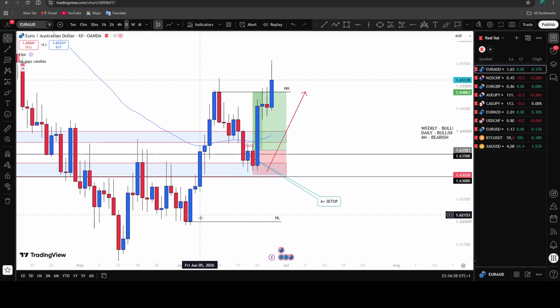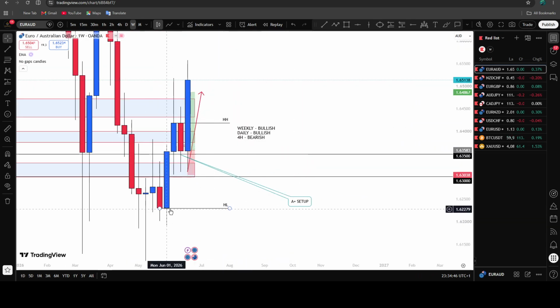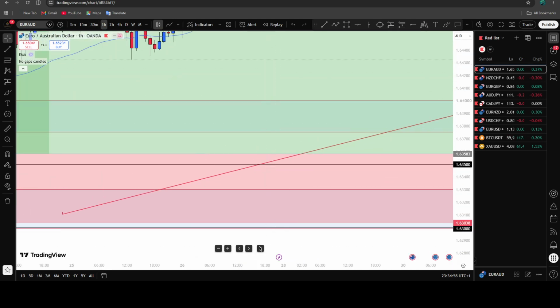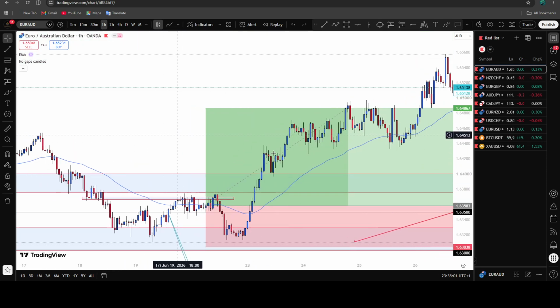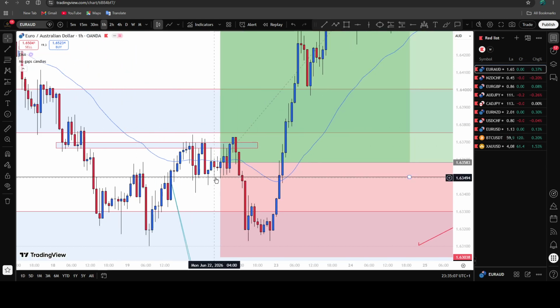Although if you see, the daily time frame is bullish. This is the higher high, and this is the higher low. Same with the weekly. The weekly, you see, this is the higher low and this is the higher high. So if we go down to the entry time frame, which is 1 hour, you see that market shifted structure. This is the lower low, this is the higher high.